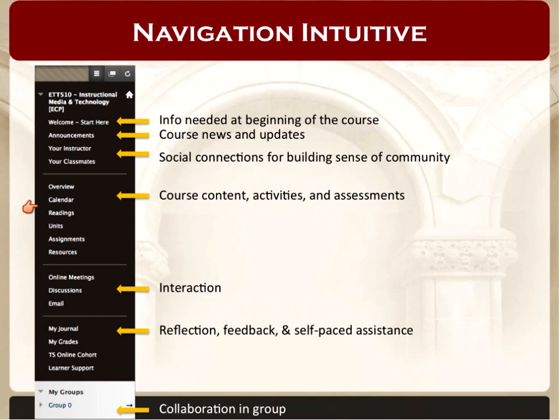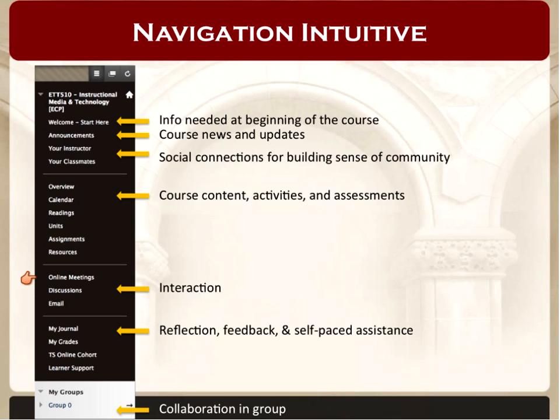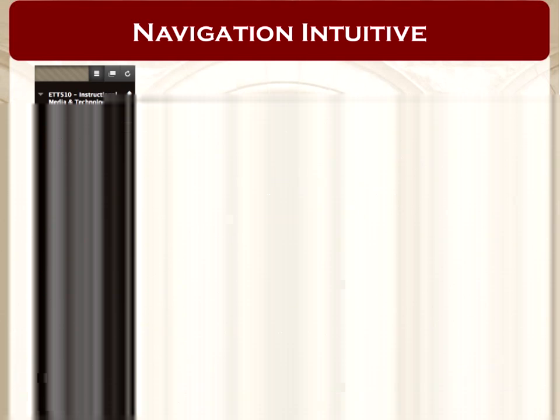And then after that, I created a little divider, and then I had a segment of my course menu that had the course content, the activities, and the assessments. So just the overall content was broken up into this section. And then beneath that, I had another section for interaction. So my online meetings, my discussions, and my email. Those communication or interaction tools and approaches were in a segment.